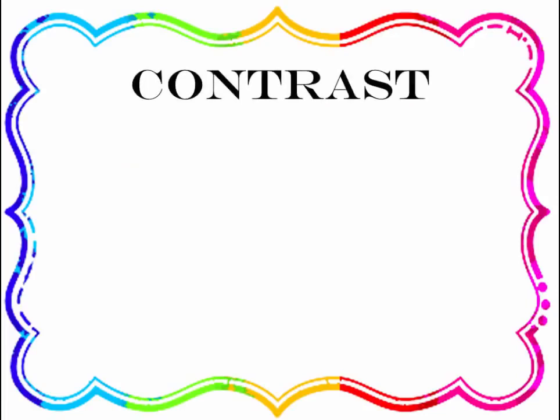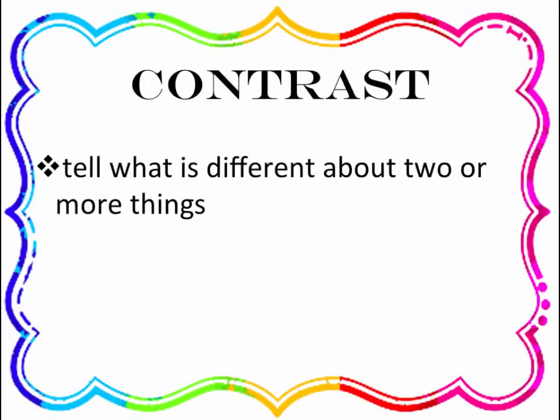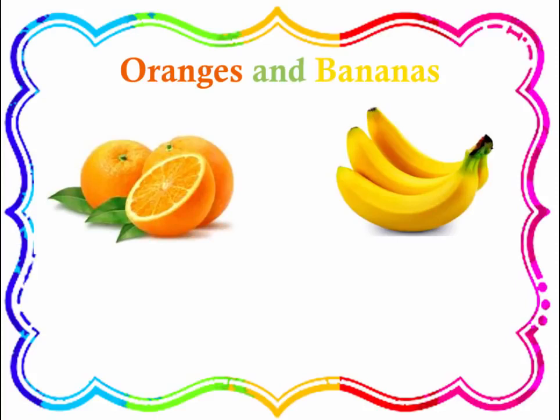All right, let's contrast. When you contrast, you tell what is different about two or more things. Well, let's look at our oranges and bananas and see if we can come up with a way that they are different. So this is a way they are not the same. I want you to pause the video and in your ELA notebook, I want you to write down one way that oranges and bananas are different. Pause now.